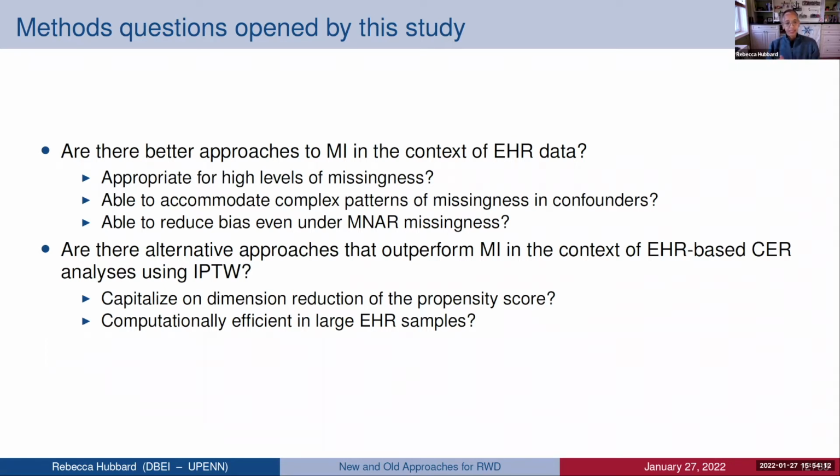The second question that we investigated was whether there were alternative approaches that outperform multiple imputation, especially in the context of an inverse probability of treatment weighted analysis. So we sort of jumped straight to multiple imputation as a tried and true research practice, but since we're summarizing all of the confounder information into a propensity score, which we're then using in IPTW, maybe there's actually a better way to be doing the confounder control here, or a better way to be doing the accounting for missing data in this setting of using IPTW for confounder control. In particular, when we're in the setting of a very large EHR-based database, which sometimes can include hundreds of thousands or even millions of patients, multiple imputation might not be a computationally feasible option. So is there something more efficient that we could be doing?